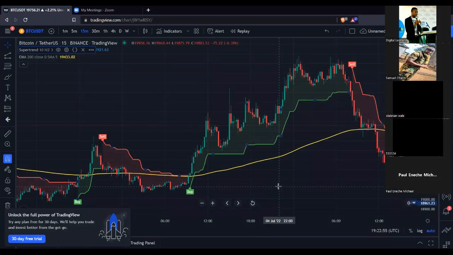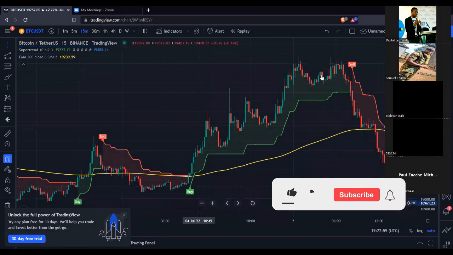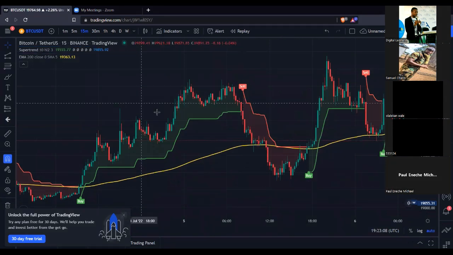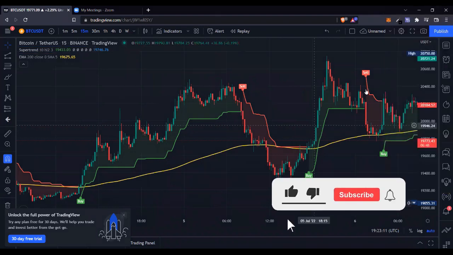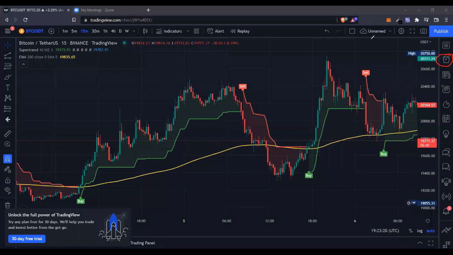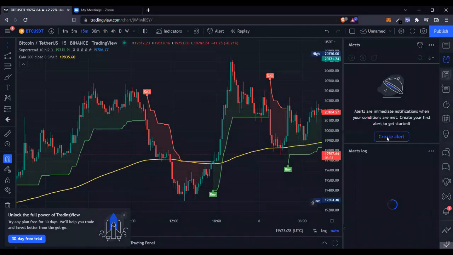Okay. So how do you use this indicator? Well, how do you get the time or the notification when there is a buy signal, when there is a sell signal? That is when alert comes in. Okay, once you set up this on your trading view, the next thing you want to do is to go ahead and set up an alert. Okay, so if I come to my trading view somewhere around here, okay, you see this clock icon here by the right. Okay, that is my alert icon. Okay, so if I want to set up an alert for this indicator, I'll go ahead and click on the alert option. And then it gives me the option to create an alert.